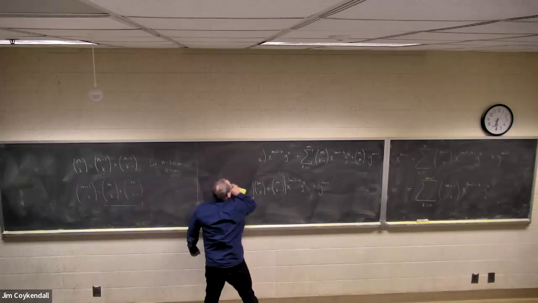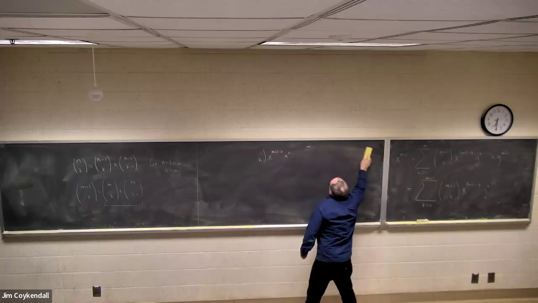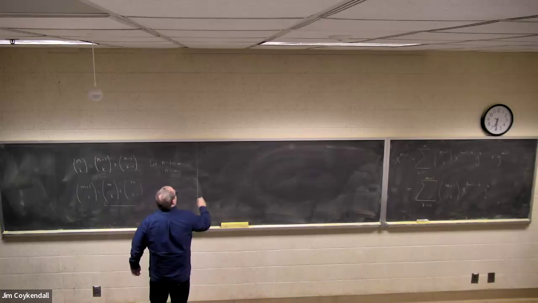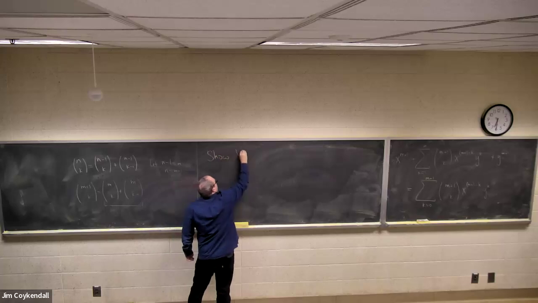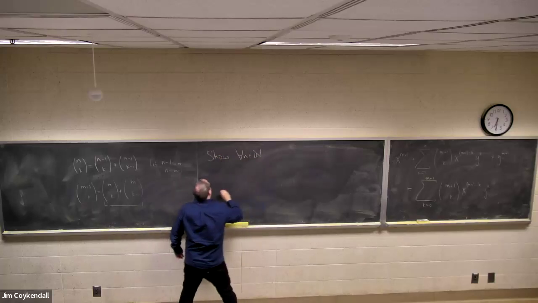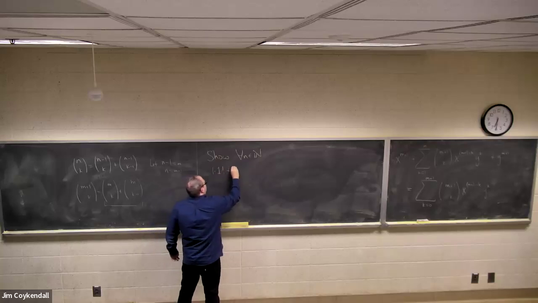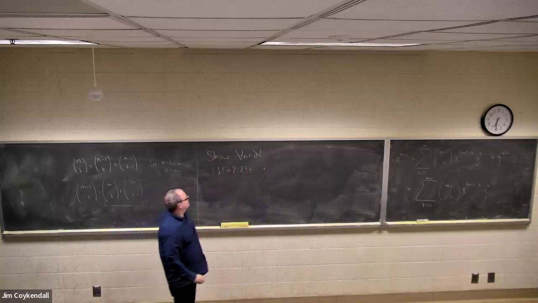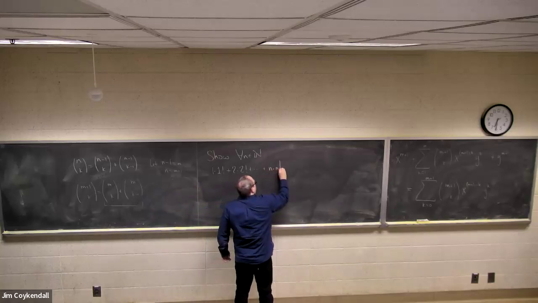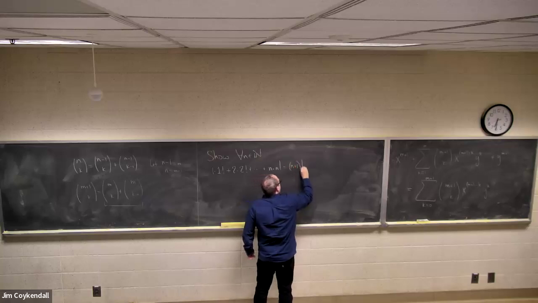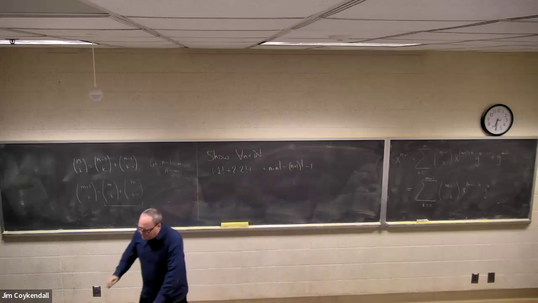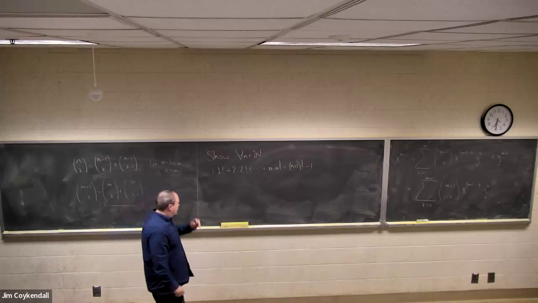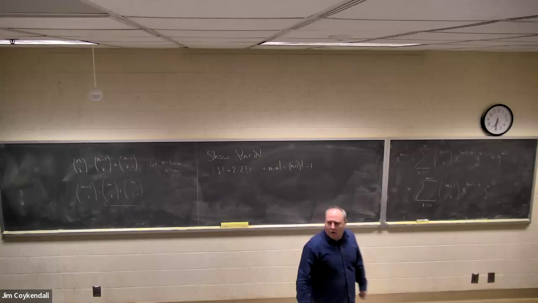Okay, so here's the problem at hand. Show that for all n in N, one times 1 factorial plus 2 times 2 factorial plus up to n times n factorial equals n plus 1 factorial minus 1. Okay, so what do we do here?